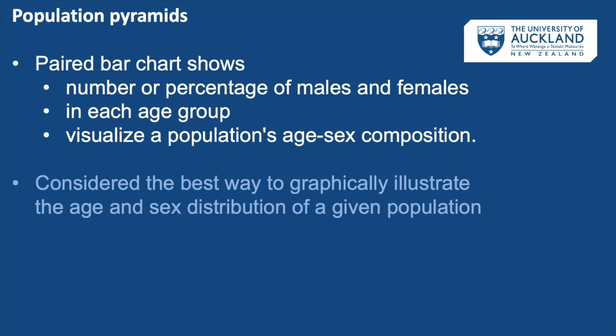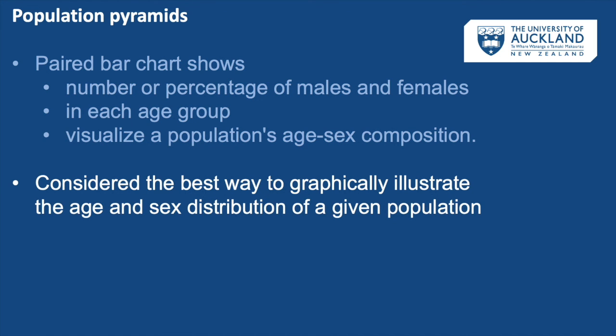One approach is called a population pyramid. A population pyramid is a paired bar chart type graphic that shows the numbers or percentages of males and females in each age cohort. This type of graphic provides a very clear picture of a population's age-sex composition, which is one of the key measures for demography. The use of a population pyramid is considered to be the best way to graphically illustrate the age and sex distribution of a given population.